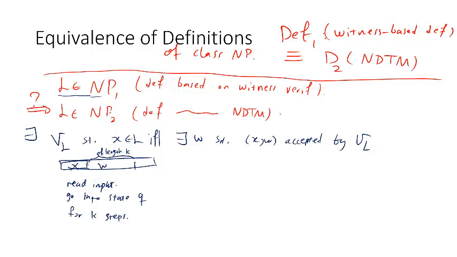You can have it on the RAM model. The only point that we have to have in a non-deterministic Turing machine or any other model is that you have a choice in how to go to the next step. And you can see that all these models are equivalent. You can translate them back and forth. For k steps, generate w_i non-deterministically.